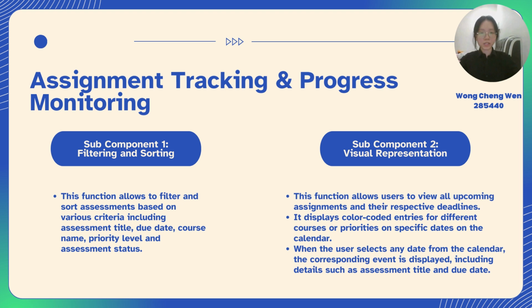Second, visual representations. This function allows the user to view all upcoming assignments and their respective deadlines. It displays color-coded entries for different courses or priorities on the specific dates on the calendar. When the user selects any date from the calendar, the corresponding event is displayed, including details such as the assessment title and due date. For this function, I reused the ASP.NET browser component to develop it.